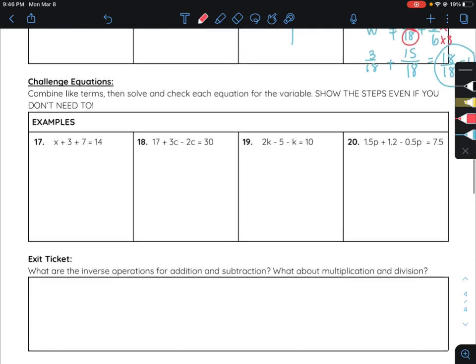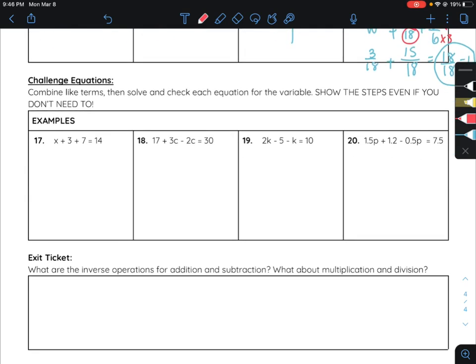And lastly here, I'll show you one of our challenge equations. These are a little bit harder because they also have combining like terms, but I'll show you one just in case you see it. So for number 19, 2k minus 5 minus k equals 10. So I'm going to group together the 2k and the minus k, and then the minus 5. So now I'll rearrange 2k minus k minus 5 equals 10. 2k minus 1k, which is just 1k or k minus 5 equals 10.